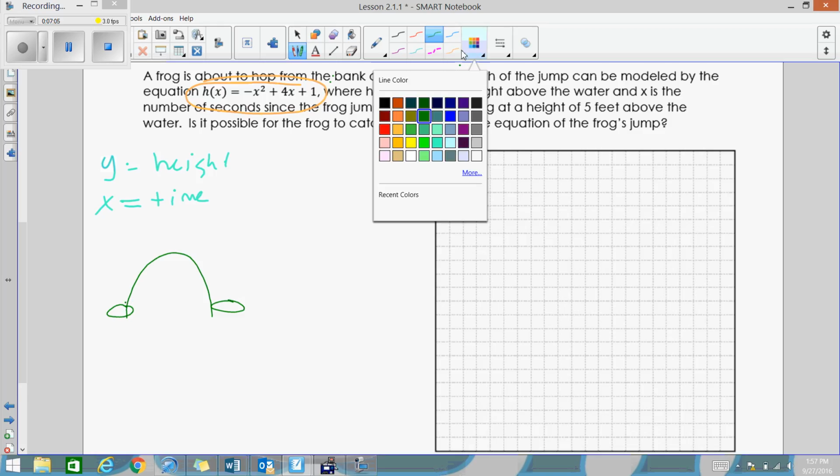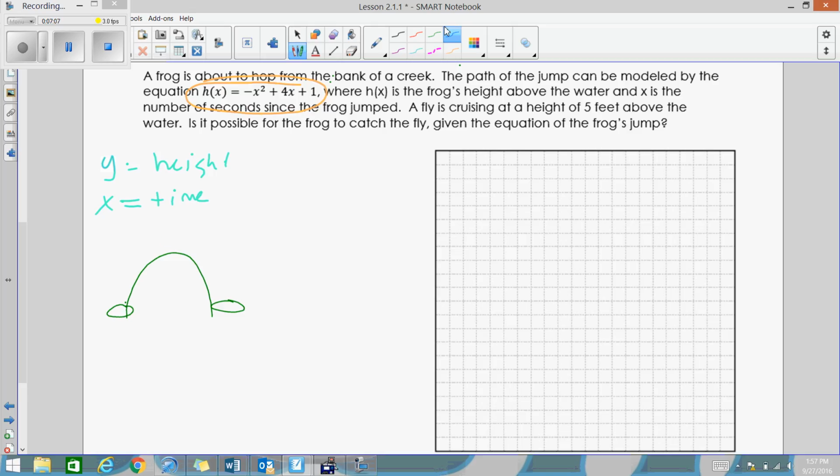Now, there's a fly just chilling somewhere here. What we want to see is, will the frog eat the fly right here? Will it make it to this spot? So what we're going to need to do is figure out the vertex of this equation, and we will be able to determine whether it hits its maximum height at 5 or more. If it doesn't, it's not going to touch it. So we'll find the vertex.